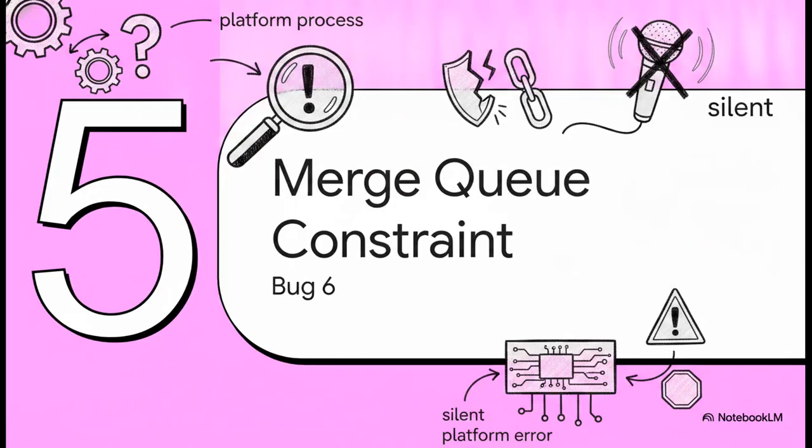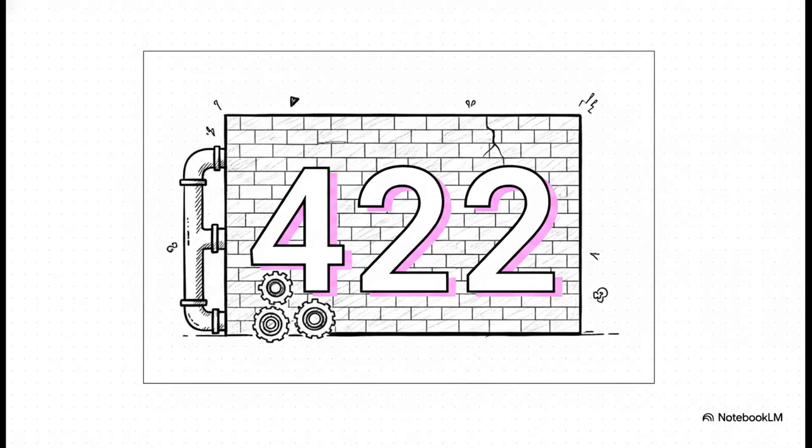Finally, section 5, the merge queue constraint. Bug number 6. Let's open up our final case file. This one deals with an infuriatingly silent platform error. The symptom was basically a brick wall. When trying to add a repository merge queue rule to automate integrations, the API kicked back a 422 error code. That's it, a completely empty 422 error. No message, no unauthorized warning, no feature not available text. Just an invisible, silent wall completely preventing the pipeline from advancing.